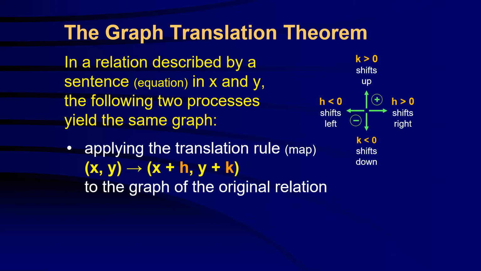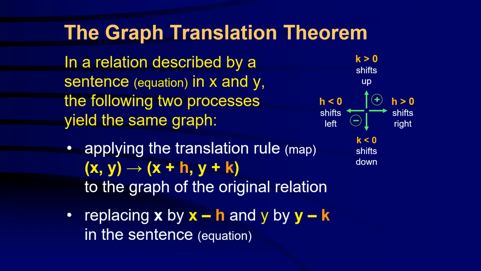Now, unfortunately, k is not the first letter of the word vertically. However, I do also remember that h comes before k, just as x comes before y. So h affects the x coordinate, k affects the y coordinate, as if it was in alphabetical order. Another way to apply a translation is to replace the x by x minus h and y by y minus k in the mathematical sentence, or your equation. Note the difference. When you apply a map, you add h and k. But when it comes to a mathematical sentence, you will be replacing x by x minus h and y by y minus k.